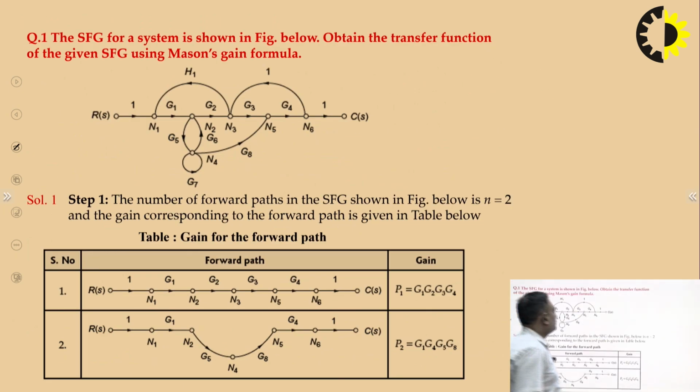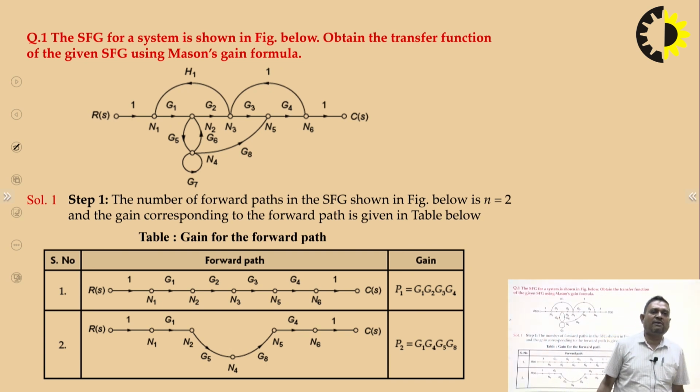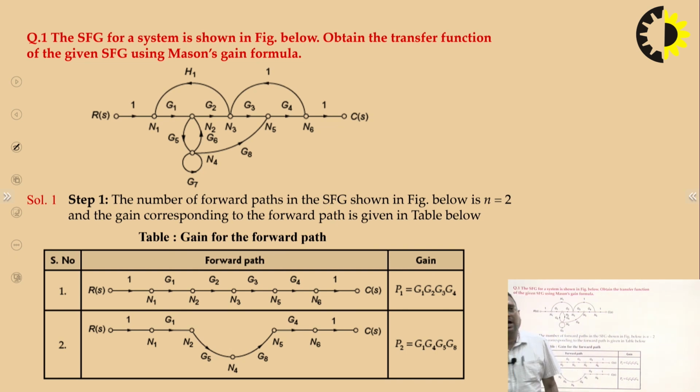Now let us see some problems. This is the first problem. You can see a signal flow graph is directly given to us, so we can solve it. Another thing is that it is also possible that there is no signal flow graph given, but a block diagram is given to you, and it is written that you have to find out using Mason's gain formula.